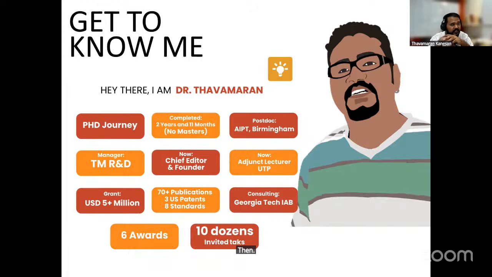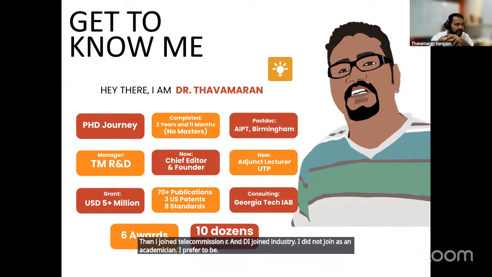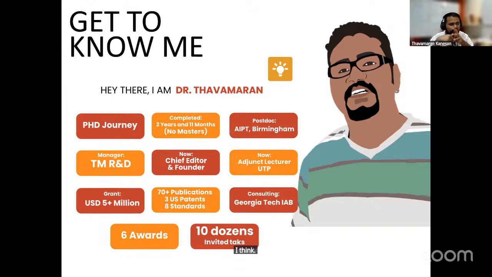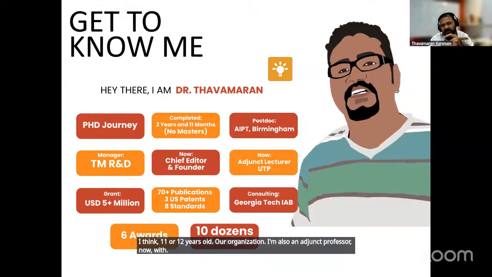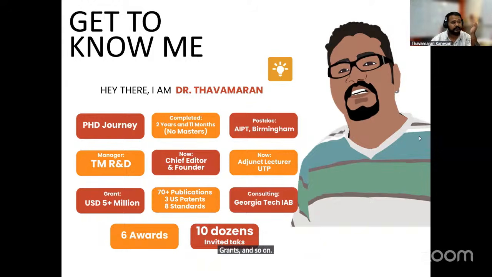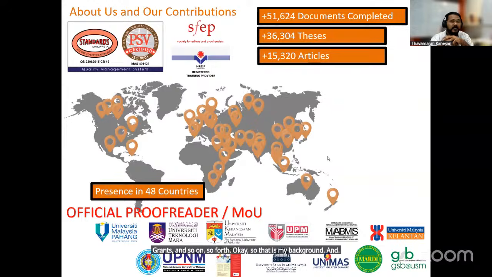Then I joined Telecom Malaysia R&D. I joined industry, not as an academician; I prefer to be in industry. I was there about 5 years, did a lot of groundbreaking research and commercialization work. Then I started my own company, Proofreading by UK PhD, which is why I'm here with you today. Our organization is now 11 or 12 years old. I'm also an adjunct professor now with Veritas, no longer with UTP. I always keep forgetting to update that. The rest are all my publications, patents, standards, grants, and so on. That is my background, and this is who we are as an organization.